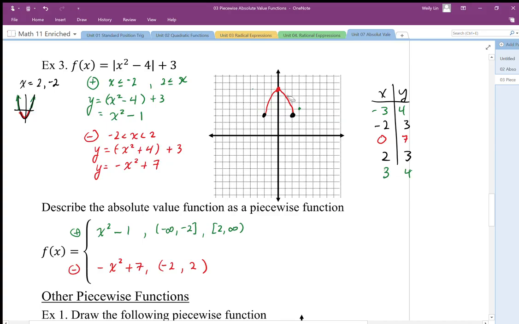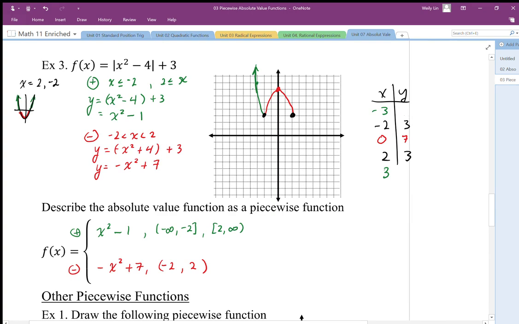I don't think that coordinate's correct. Let's try that again. Negative 3 squared minus 4 is 5, plus 3 is 8. So it's going to be up here. That's why it looked a little funny to me. It's because that parabola point I graphed incorrectly. So that's not going to be positive 4.